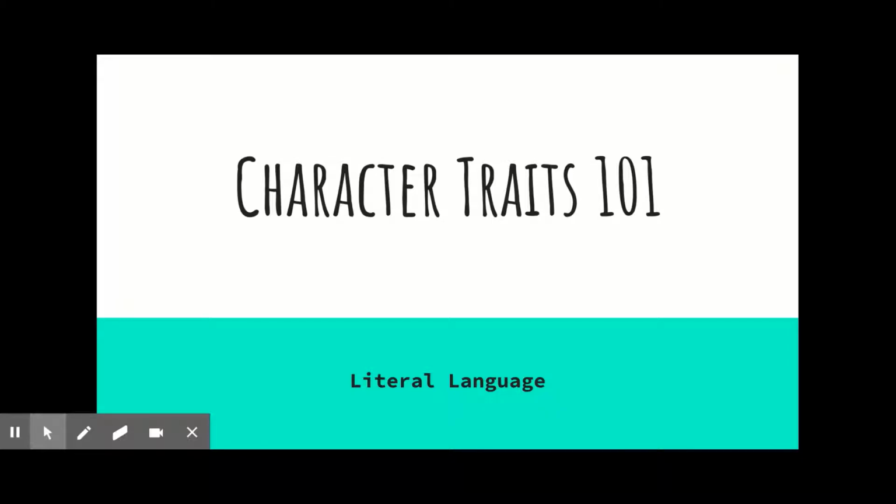Today we're going to cover our unit on literal language, and in particular we're going to focus on character traits. So what character traits are, how we determine character traits, and why they're important to know.